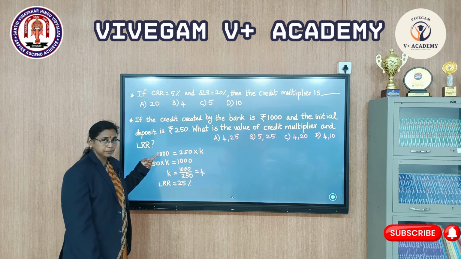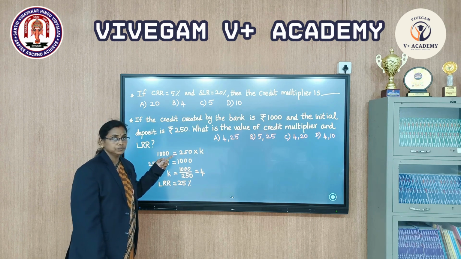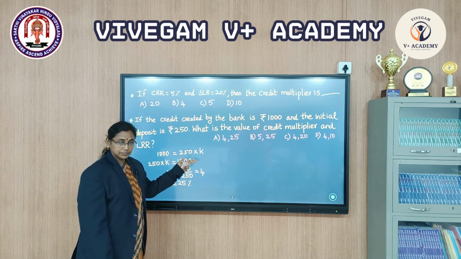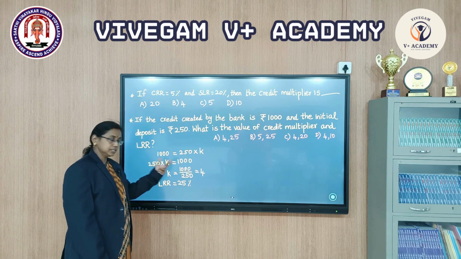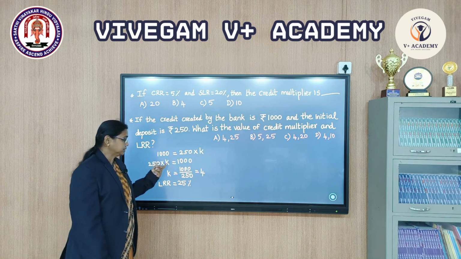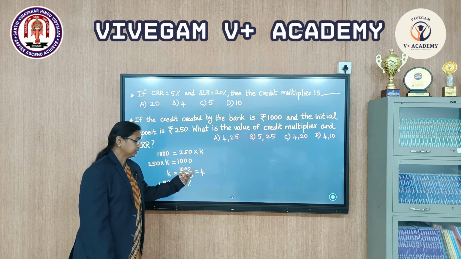So 1000 is the total credit created by the bank. So 1000 is equal to 250 into K. Now we have to bring the values on the left side to the right side and the right side values to the left side. So we will get the next step. Here 250 into K is equal to 1000. So K is equal to 1000 by 250. Now the value of K is 4.